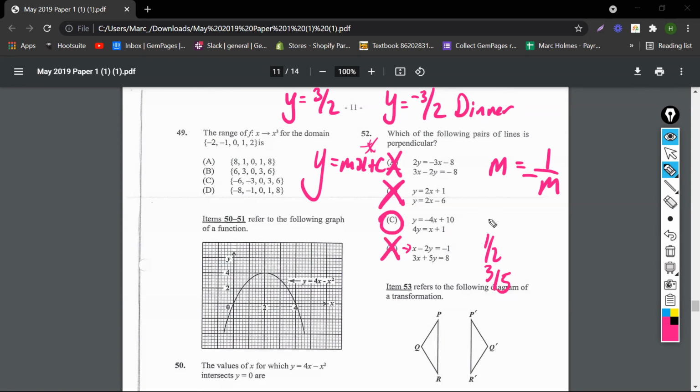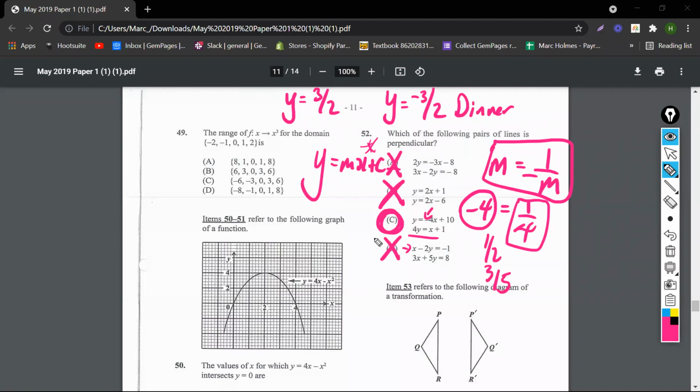The gradient for the first one is actually negative 4. And the gradient for the second one is the negative reciprocal: 1 over negative 4, which gives me 1 over 4. So the gradients for C are negative 4 and 1 over 4, and these are negative reciprocals of each other. So the answer is C.